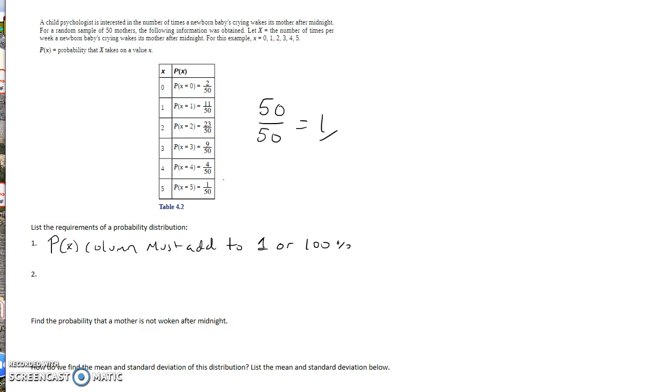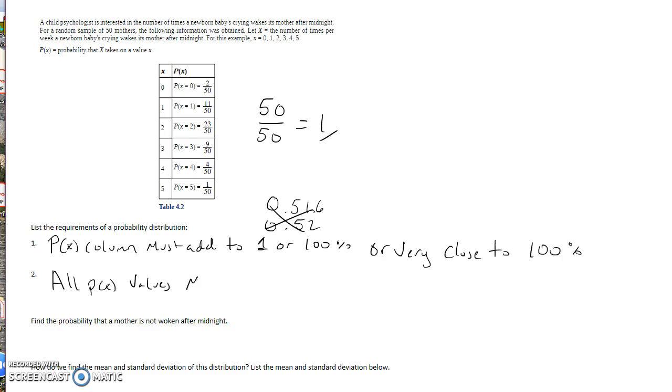Now I want to make a comment about this. We might want to say it adds to 100% or very close to 100%. Because think about it, if you were writing decimals and you round something like 0.516 up to 0.52, then there might be some rounding issues. So it might add to like 0.99 or 1.01, but it's got to add to something really, really close. And then all P of X values must be between 0 and 1.